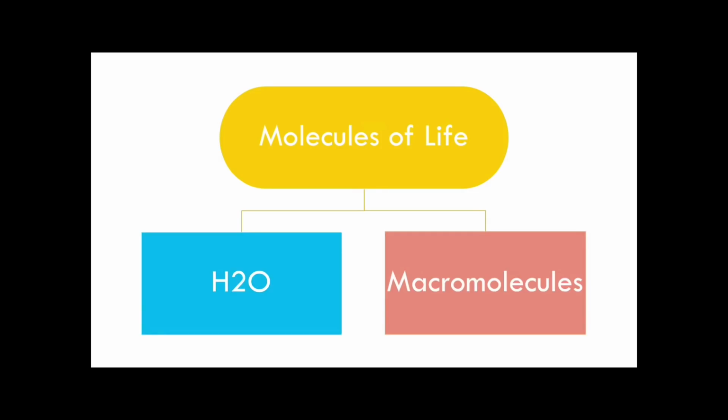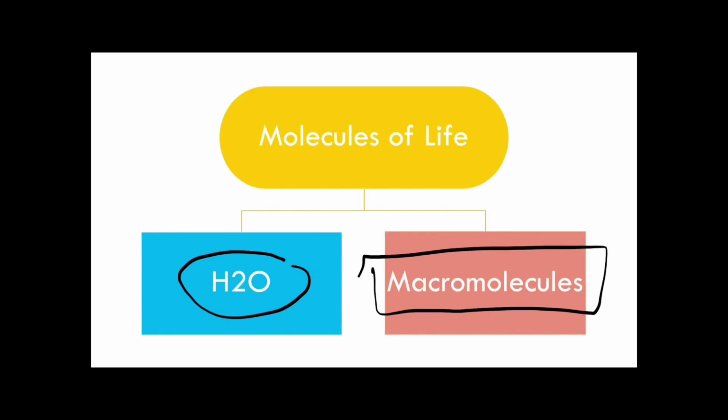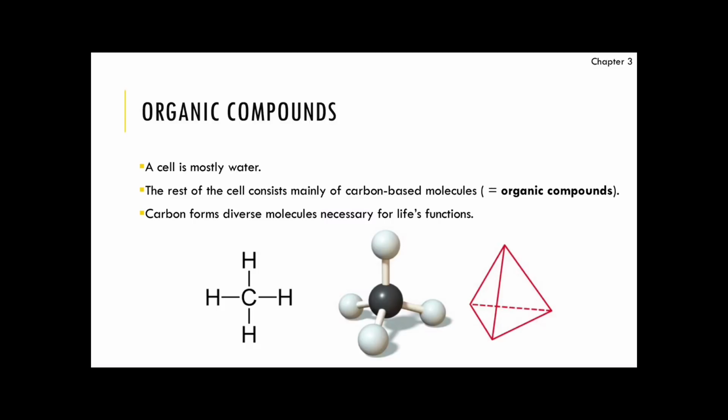In part 1, I have explained H2O or water, but in part 2, I'll be explaining macromolecules. As I have explained in the previous video, macromolecules are organic compounds. And you know that the cell is mostly water, but the remainder of the cell consists of organic compounds. Macromolecules are organic compounds. المركبات العضوية.